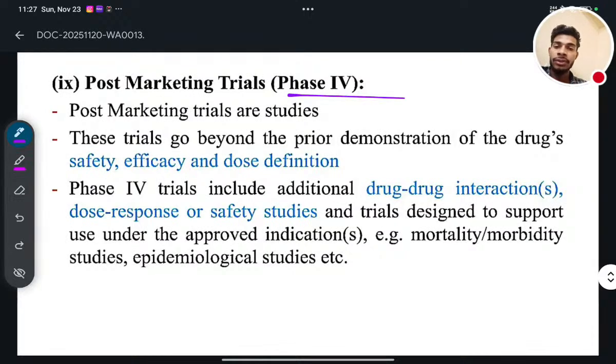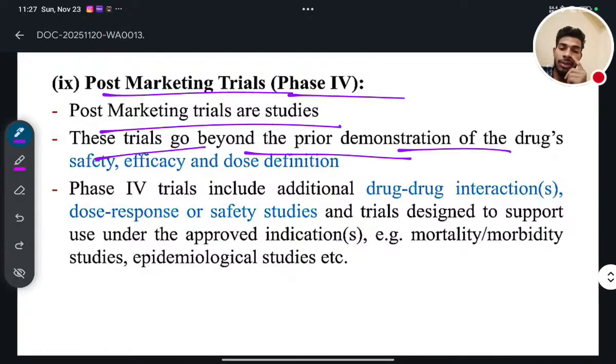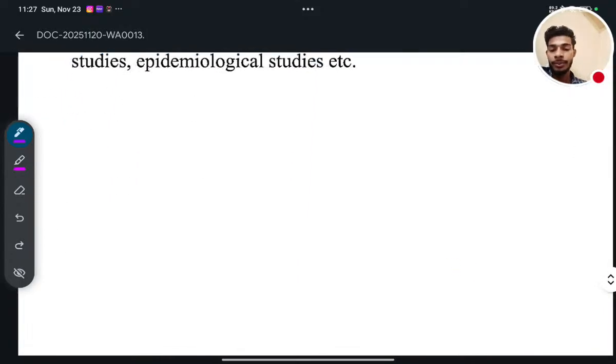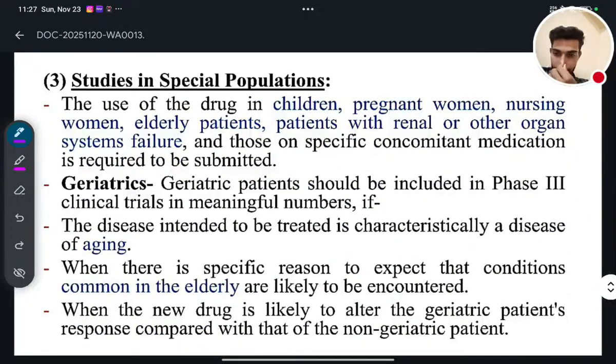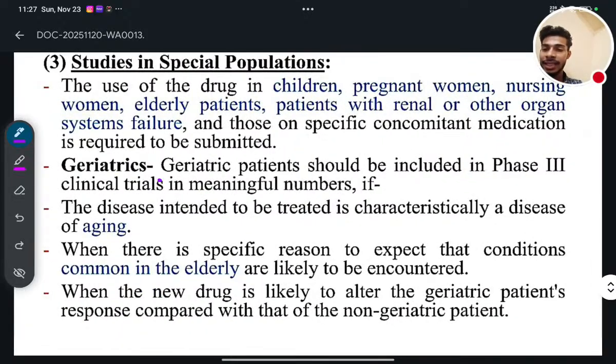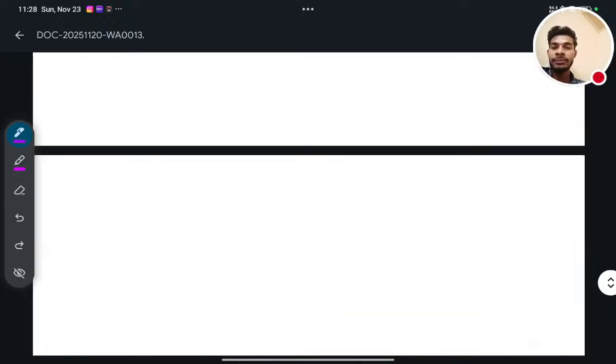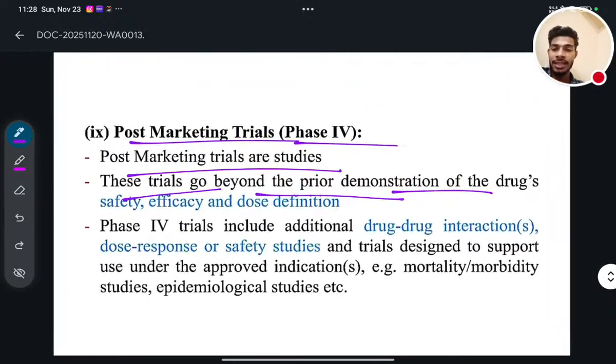Next, phase 4. Phase 4 is the post marketing trials. These trials go beyond the prior demonstration. In that you will see one important point. That important point is about the old people, that is, geriatrics. These things will be done in the post marketing trial, that is phase 4, on geriatric patients. So phase 4 is mainly done on geriatric patients.